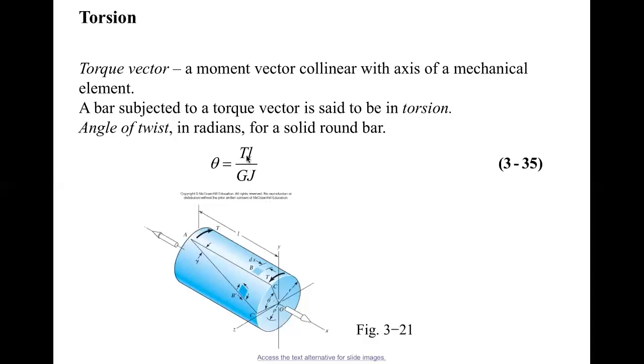And this angle equals TL over GJ. T is the external torque, and L is the length of this bar. G is the shear modulus, and J is the polar moment. Because in torsion the shear modulus is more important, that's why here we use G, the shear modulus. So I hope you still remember this equation, how to find the angle of twist.